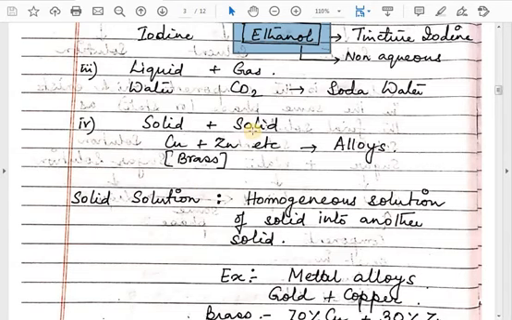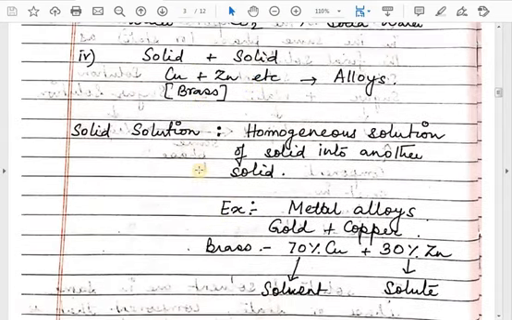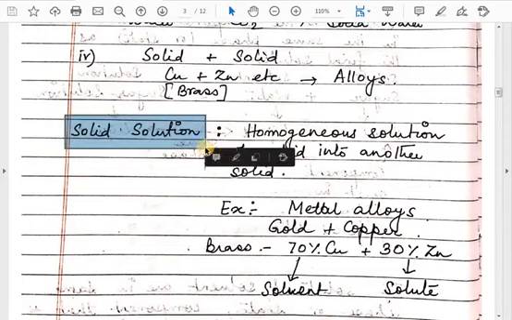Solid and solid. Here whatever is in more quantity is called the solvent. In the case of brass, copper is in higher quantity, you can see from here, that is 70%. So copper is the solvent here, and solid plus solid is generally called an alloy. Solid solution is again a new term. It is the homogeneous solution of a solid in another solid.